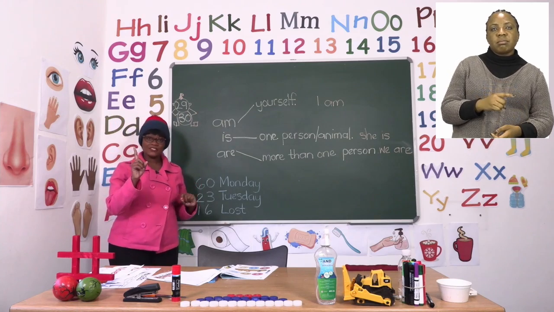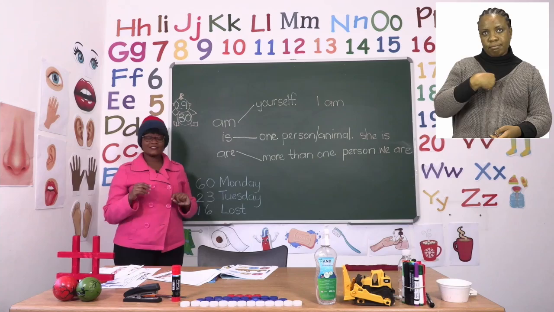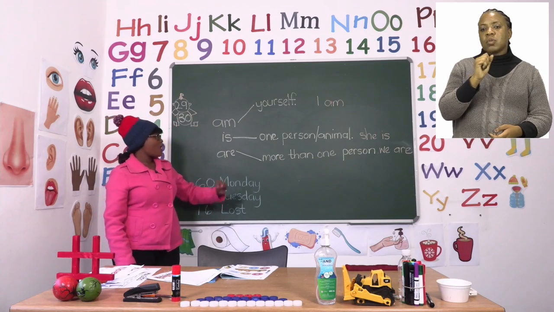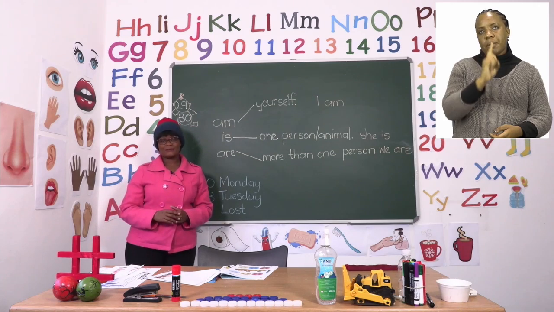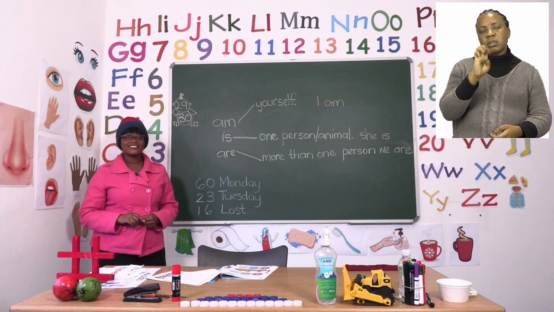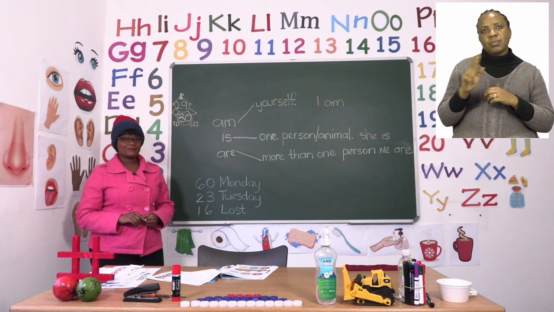Now, you know that am is for one person, which is yourself. Then is is for another person, but there's still one person. And then are is for a group of people. So now that we know this, let's try and answer 8, 9, and 10. Let's take a look at them.